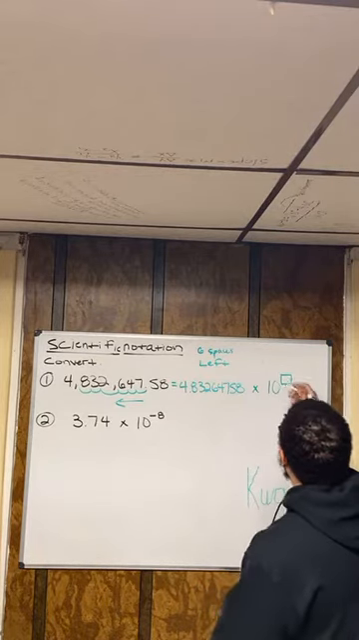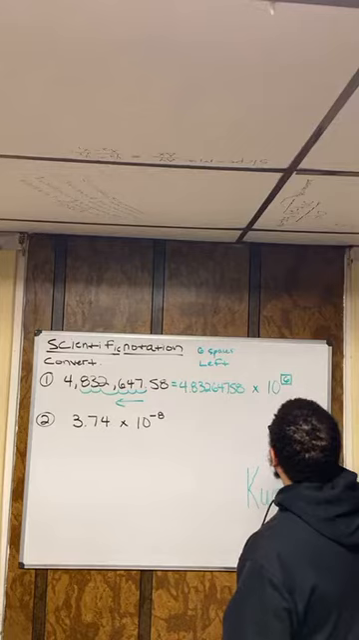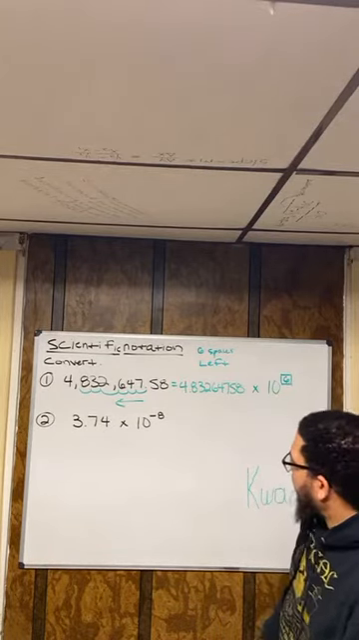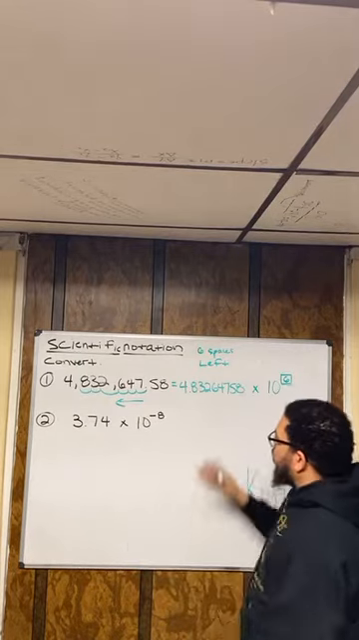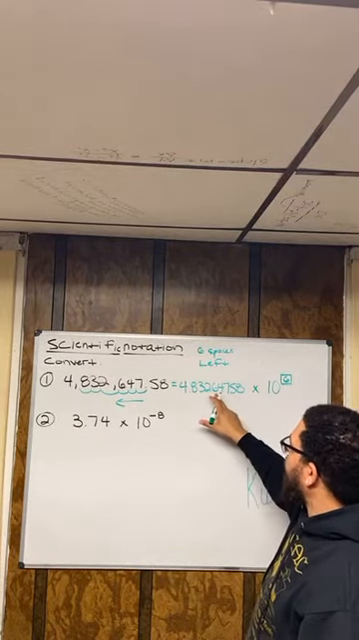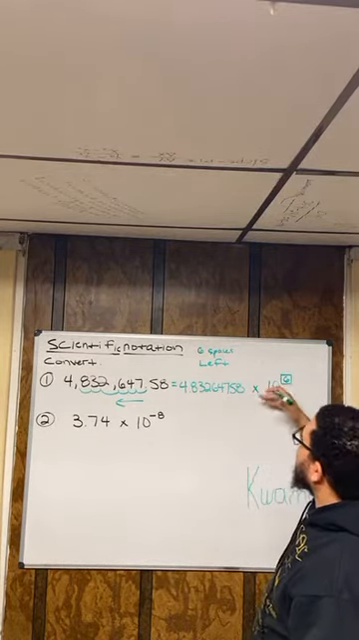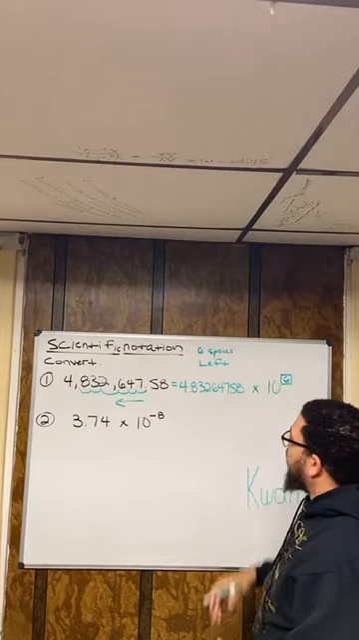I'm going to leave the box there. So this should be a 6 right here. So this number, written in scientific notation, would be 4.8326478 times 10 to the 6th power.